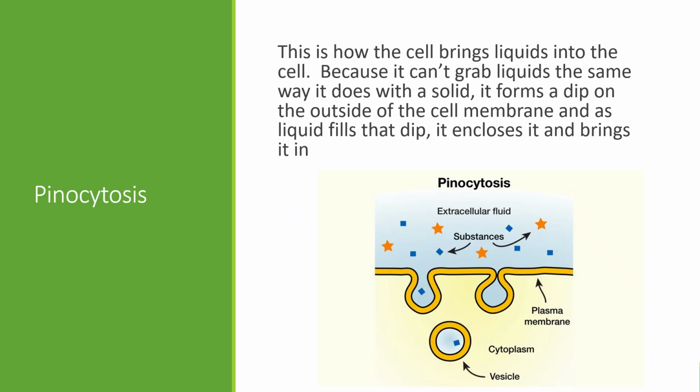Pinocytosis is how we bring in a liquid. We can't reach out and grab liquid. It doesn't work the same way. So instead, in the cell membrane, if you look at your little picture there, the gold line is the cell membrane, we make a little divot or a little dip in that, and whatever we're looking for, the liquid stuff, it just falls in, right? And then it pinches off and brings it in. Again, it's surrounded in cell membrane.